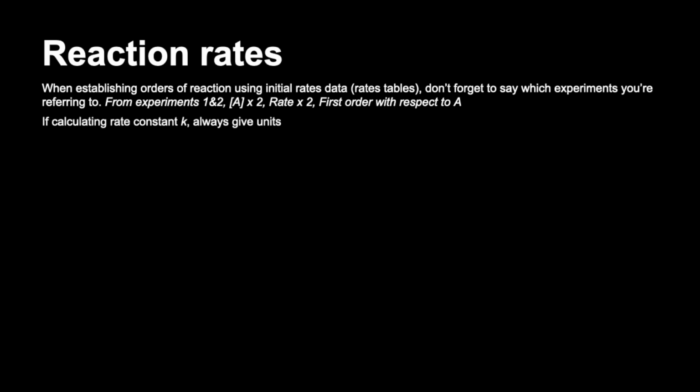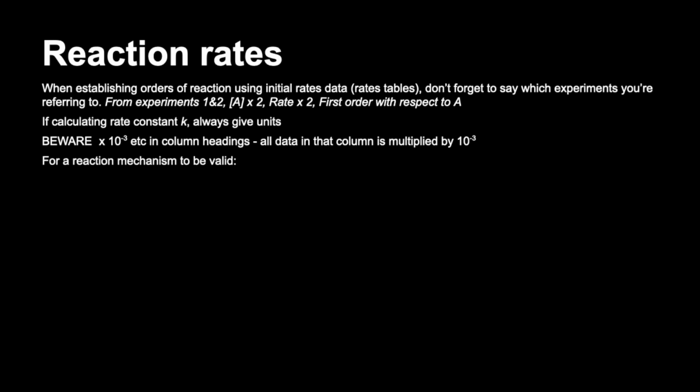If you're calculating the rate constant K, always include the units. They've stopped asking for units, but they still want to see them. And when you're calculating rate constants, just have a quick check in the column headings of the table that there's none of this times 10 to the minus 3 or times 10 to the minus 6 going on in the heading. All the data in that column, in this case, would be multiplied by 10 to the minus 3.